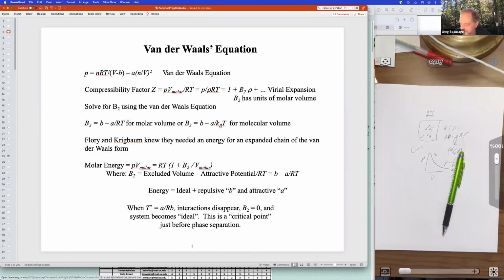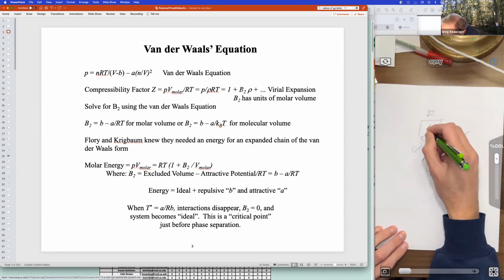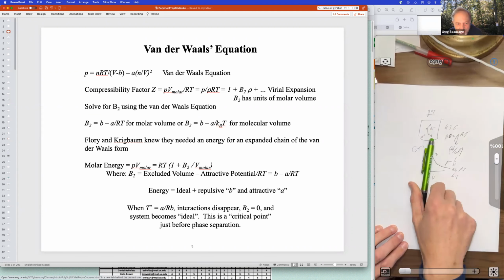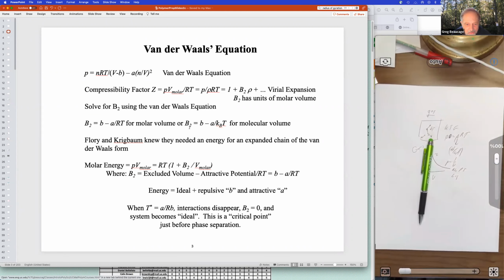It's possible to have these interactions disappear, because B2 represents the binary interactions, and it can go to 0 at a magic temperature, T star, where T star is A over R B. A over k_B gives you this magic temperature where you get phase separation as you cool it down. You reach that temperature and then phase separation happens. So the van der Waals equation introduces the idea that you could have phase separation because it has a temperature dependent term and a non-temperature dependent term: an excluded volume and an attractive potential.